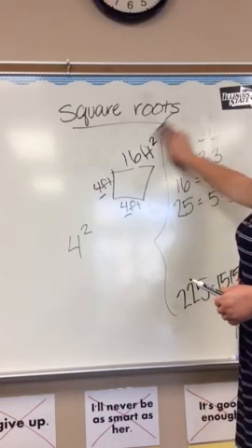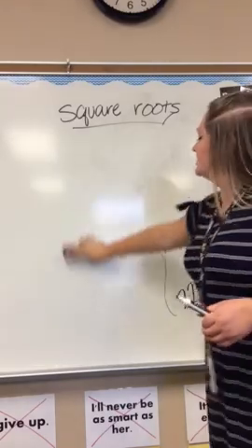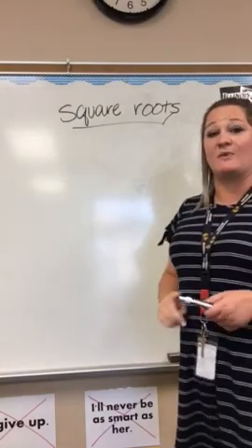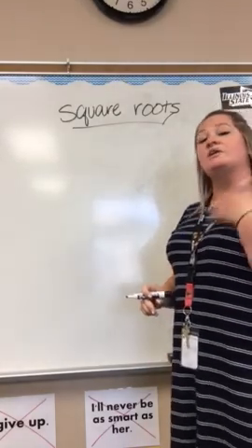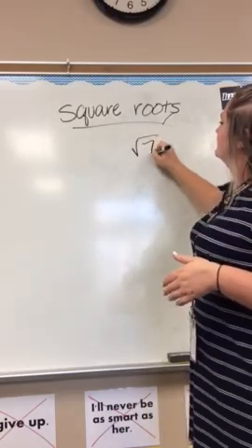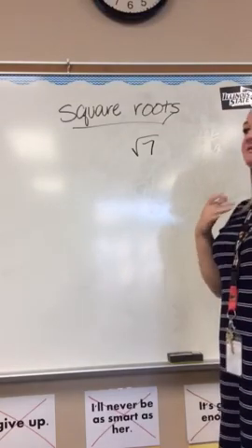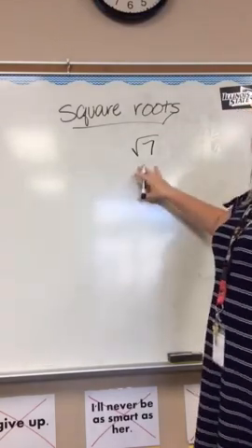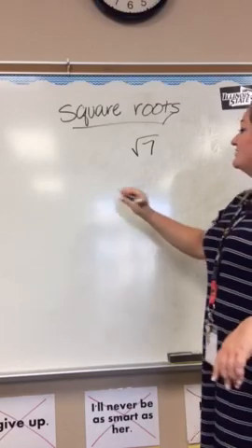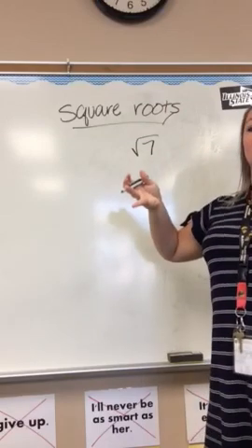So now let's take a look at how we estimate square roots. Because, like we went over yesterday, if it's not a perfect square, it's irrational. So what we need to do is estimate where it's at. So the square root of 7 is an irrational number. It goes on and on forever, it doesn't repeat, it doesn't have a pattern, it's irrational. But we're going to estimate it to the nearest tenth, okay? So we're going to think about the perfect squares that it falls in between.